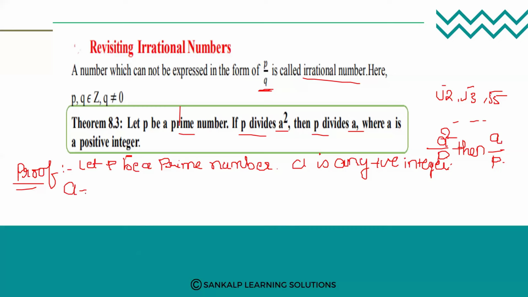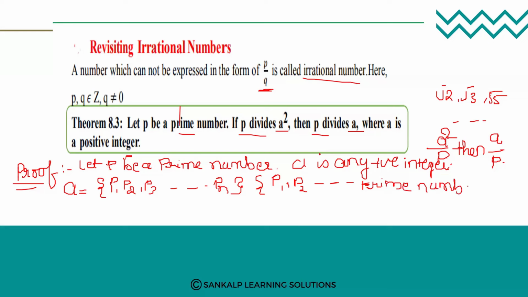Then if A is a positive integer, the factors of A are P1, P2, P3 up to Pn. These all are factors of A. Remember, P1, P2, P3, these all are prime numbers. A is any positive integer and P is a prime number.